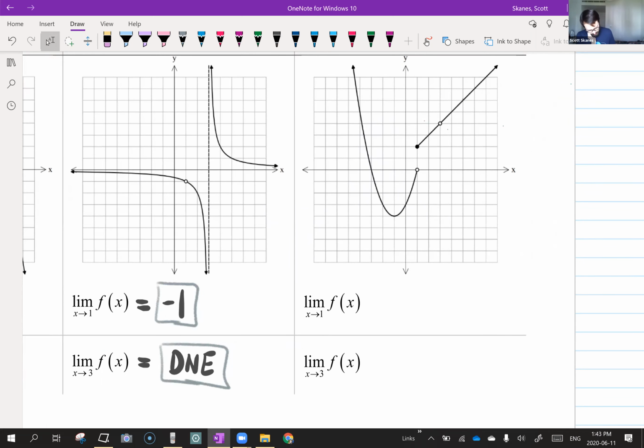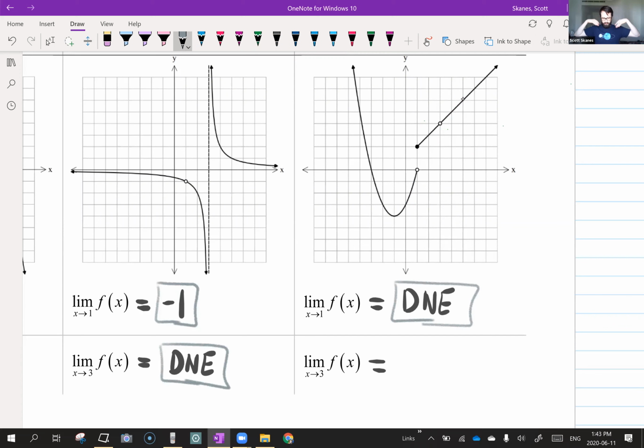Okay. One last one. Let's finish strong. X approaches 1. That's this point. On the right, they say 2. From the left, they say 0. Can't exist if it's saying 2 and 0. Those are two different numbers.